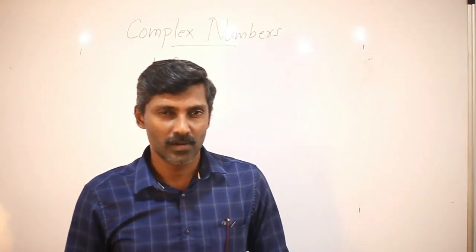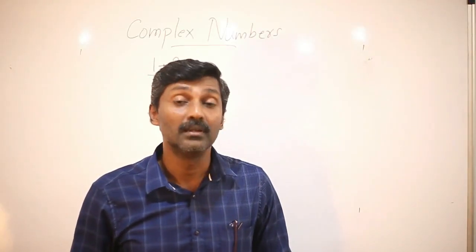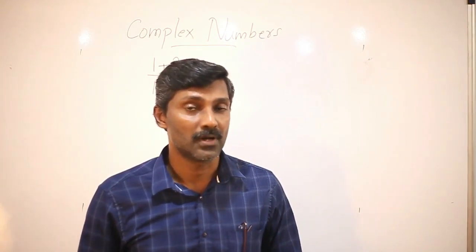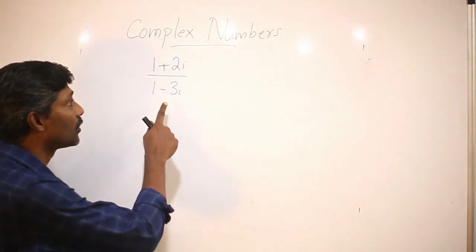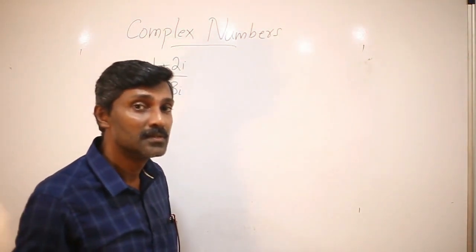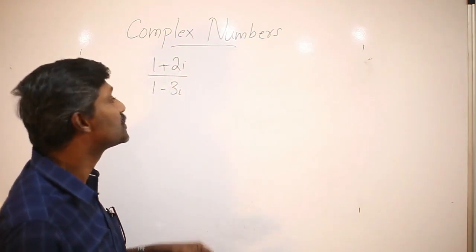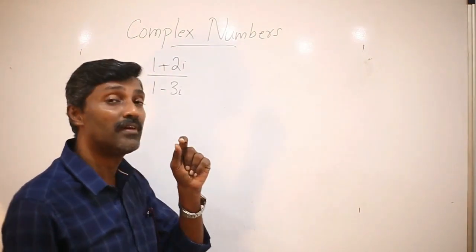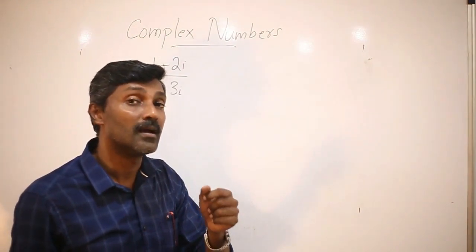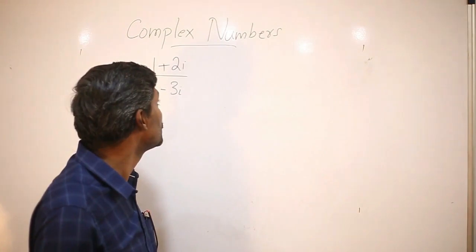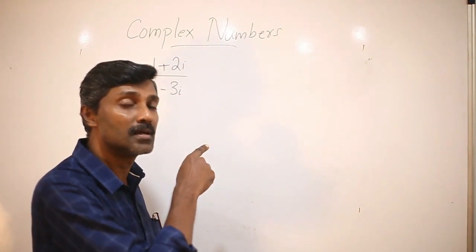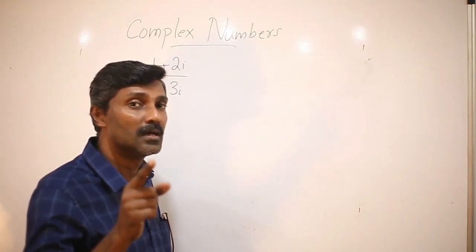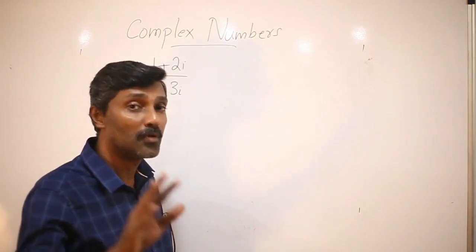Okay guys, so one more problem we have in the complex number section. Division we have covered it. Let's see how we do this problem. I have been asked to solve this: 1 plus 2i divided by 1 minus 3i. And the question is to find out the modulus and the argument of this complex number. That means we have to express this number in the modulus amplitude form, or I would say the polar form.